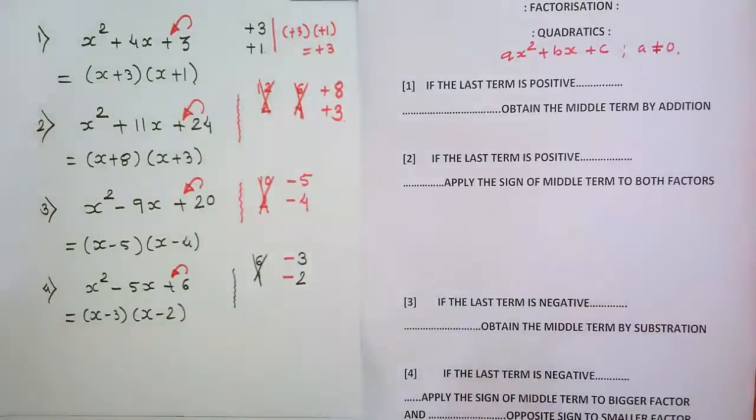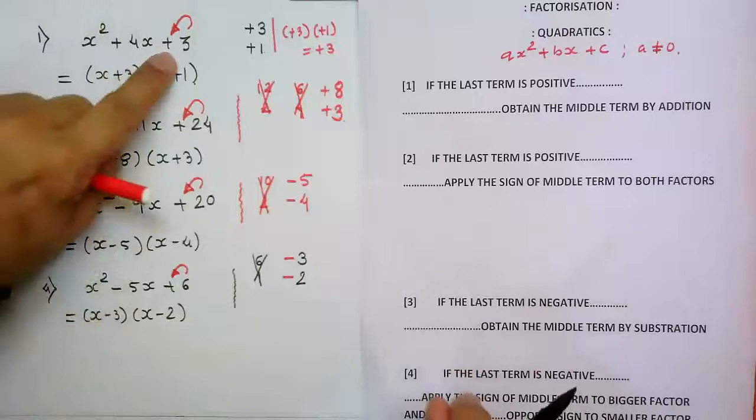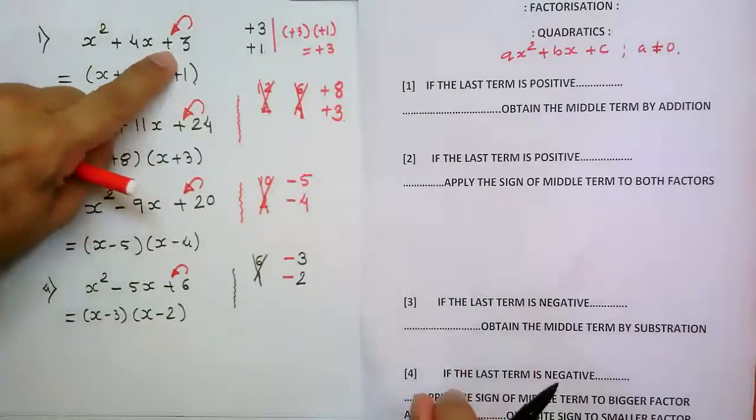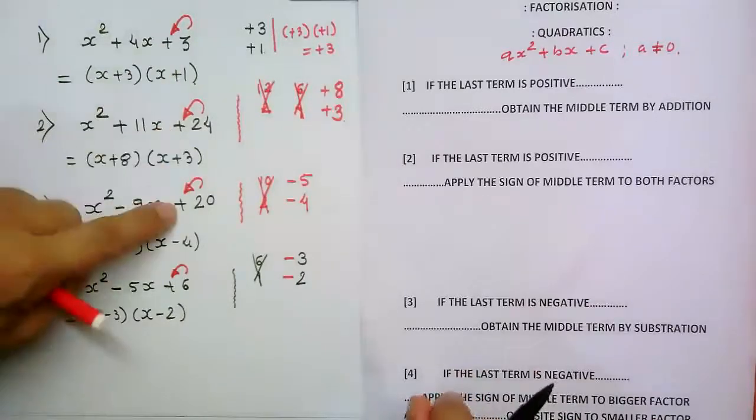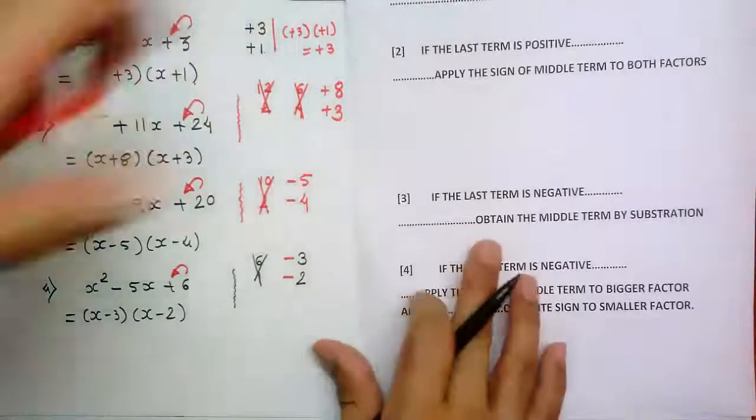I think you got the idea how to make use of these rules. Now in my next slide, I am going to take some examples which have a negative sign over here at the last term. I will take a negative sign and I will make use of these two rules.